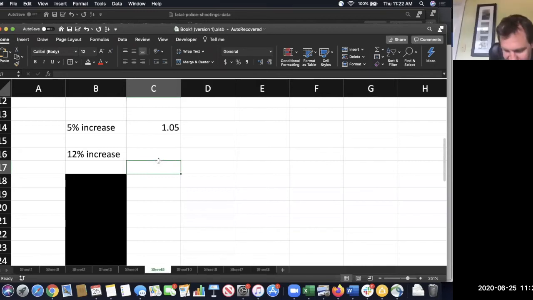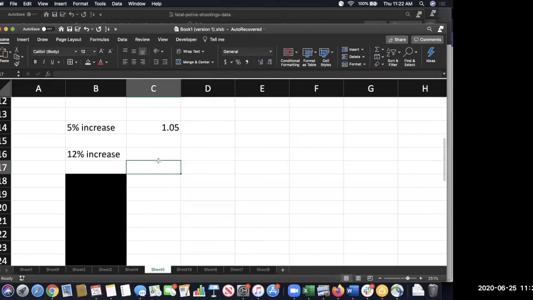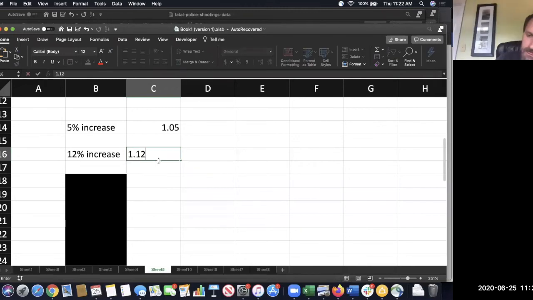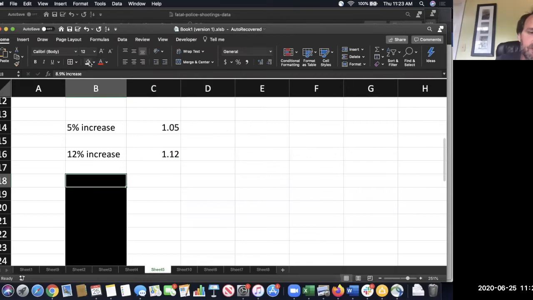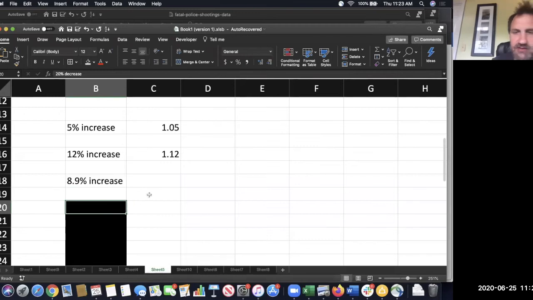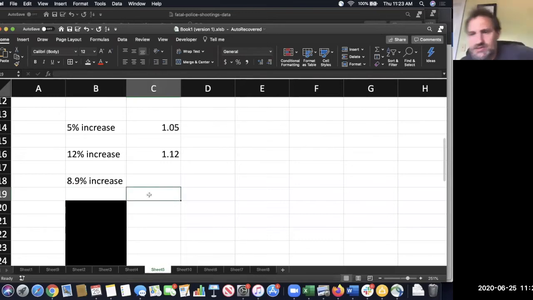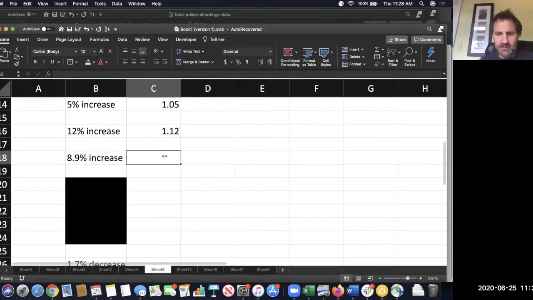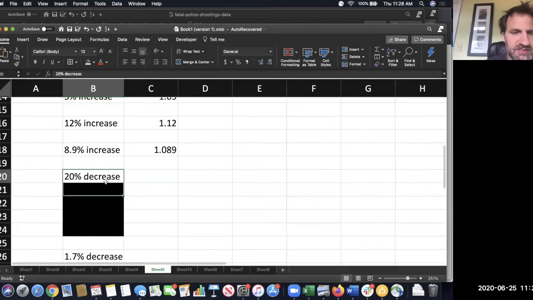Okay, so what's a 12% increase? The multiplier for a 12% increase. That's 1.12. Okay, good. Okay, for this last increase, it'd be good if you could text me your answer. I feel good about the fact that she can do it, but why don't you send me a text with your answer? So I got a couple of 1.089s. That was good. So let's switch over to a decrease now.